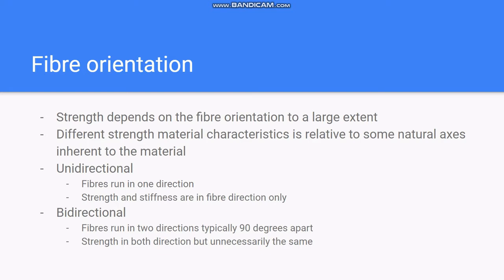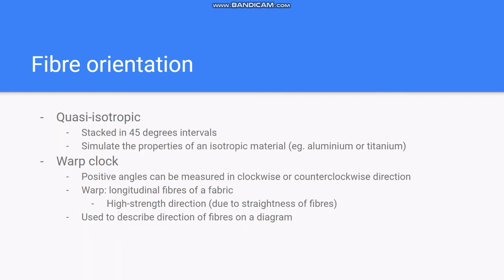Or it can be bidirectional, where fibres run in two directions, typically 90 degrees apart. So there is strength in both directions, but the strength might not be the same. It can be quasi-isotropic, which is stacked at 45 degree intervals. It simulates the properties of an isotropic material, such as aluminium or titanium. Or it can be a rub clock.